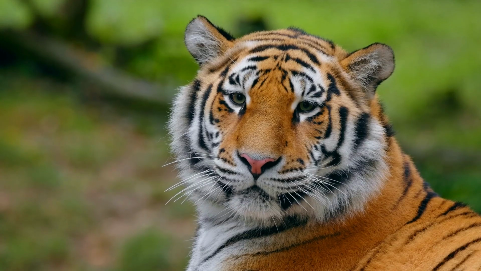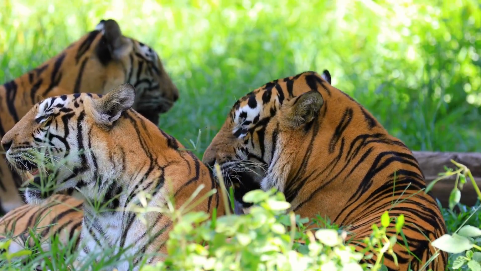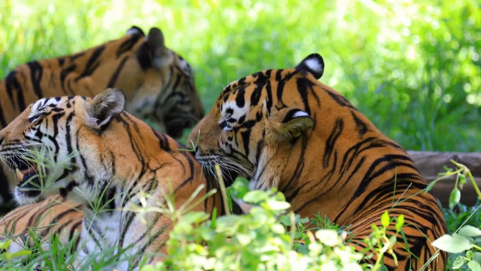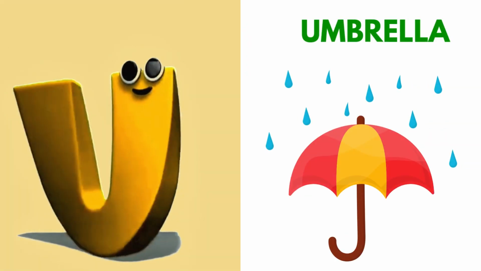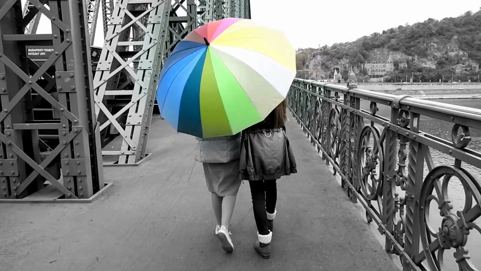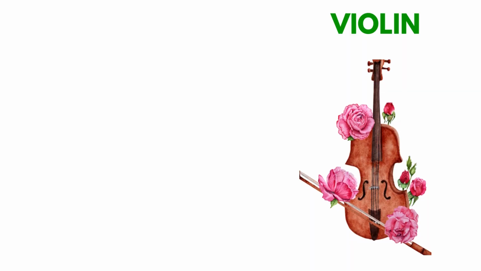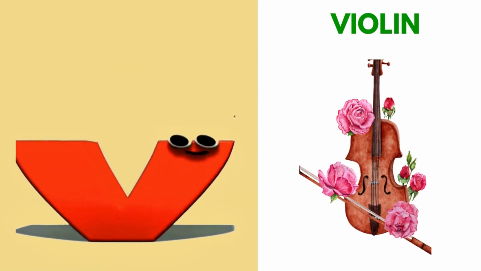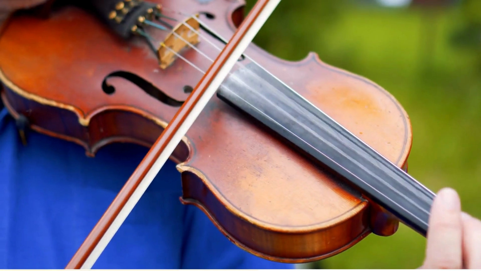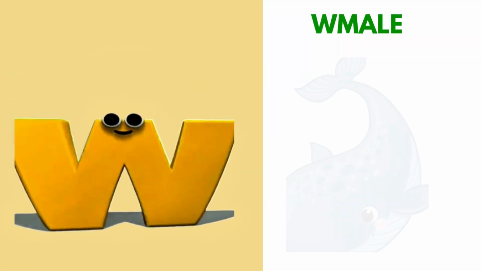Tiger. T, tiger. U is for umbrella. Umbrella. U, umbrella. V is for violin. Violin. V, violin. W is for whale.